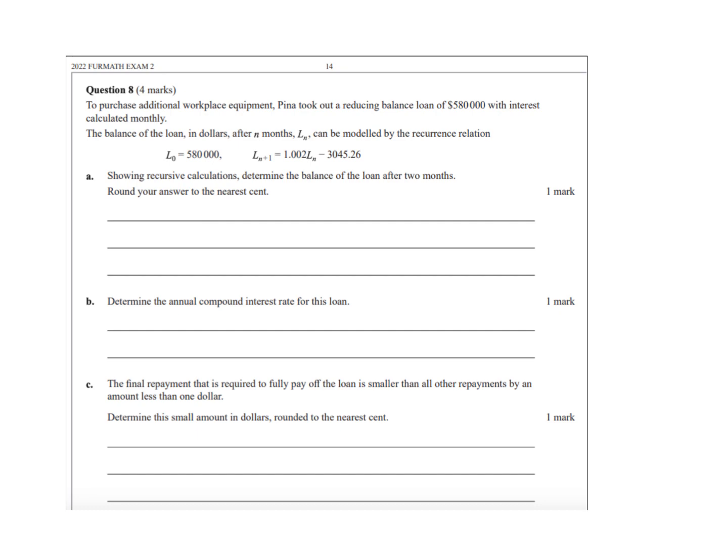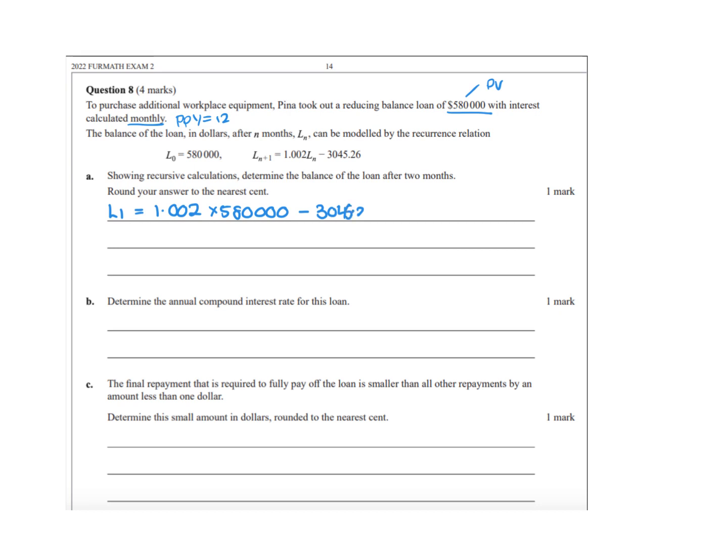Okay, to purchase additional workplace equipment, Pina took out a reducing balance loan of 580,000. So that's my PV, with interest calculated monthly, so PPY equals 12. And it's got a recursive relationship shown there. And it says, showing recursive calculations, determine the balance of the loan after 2 months. If you're doing it recursively, you must show it like this. So it'll be 1.002 times the balance before. So at the start it's 580,000. Then you've got to minus the payment.